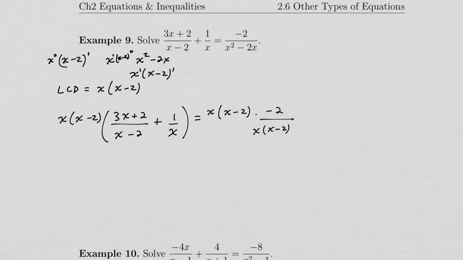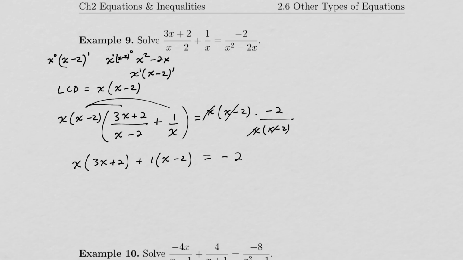So if I distribute this in, what's going to happen? Well, first of all, the x minus 2's will cancel, and I'm going to have x, and I'll just leave it like this for now, times 3x plus 2. Then when I multiply it by the second term, the x's will cancel, and I have a 1 times x minus 2. And on the right-hand side, the x's cancel and the x minus 2's cancel, and I just have a negative 2 left over.